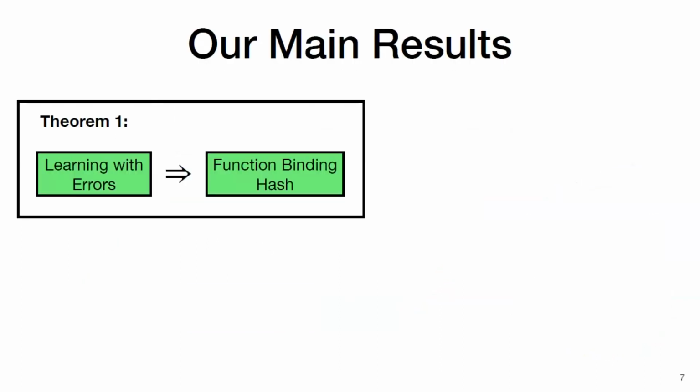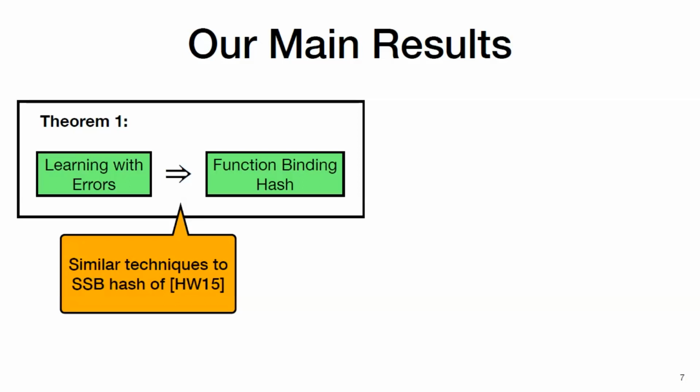So now to state some of our main results in a little more detail, first we show how to build this function binding hash function for a particular class of functions from the learning with errors assumption. And at a very high level, we actually use similar techniques to the original somewhat statistically binding hash function construction from the Kubitschek-Witz paper.